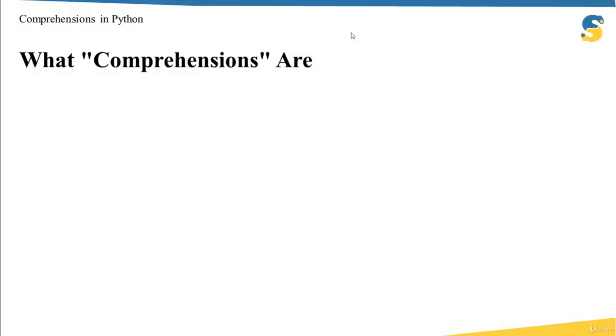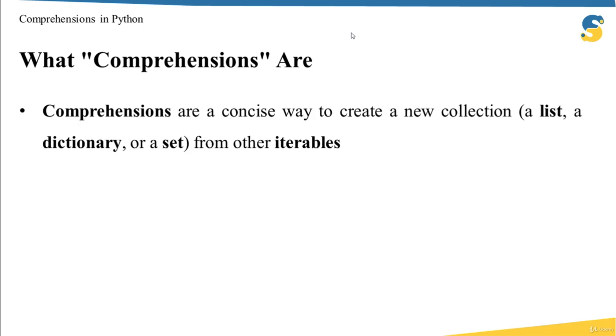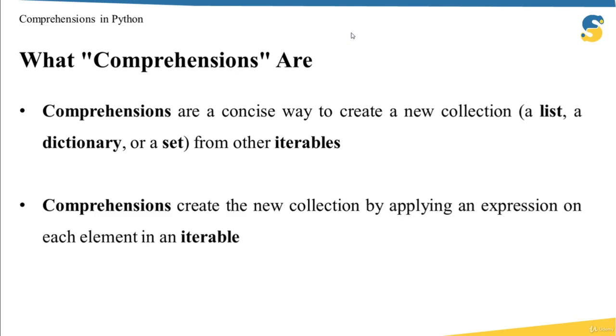First of all, let's start by understanding what comprehensions are. Comprehensions are a concise way to create a new collection, which could be a list, a dictionary, or a set, from other iterables. How are we able to create these collections? Simply, in comprehensions, the new collection is created by applying an expression on each item in an iterable. So, to create a collection using comprehension, you need two things. You need an iterable and you need an expression.